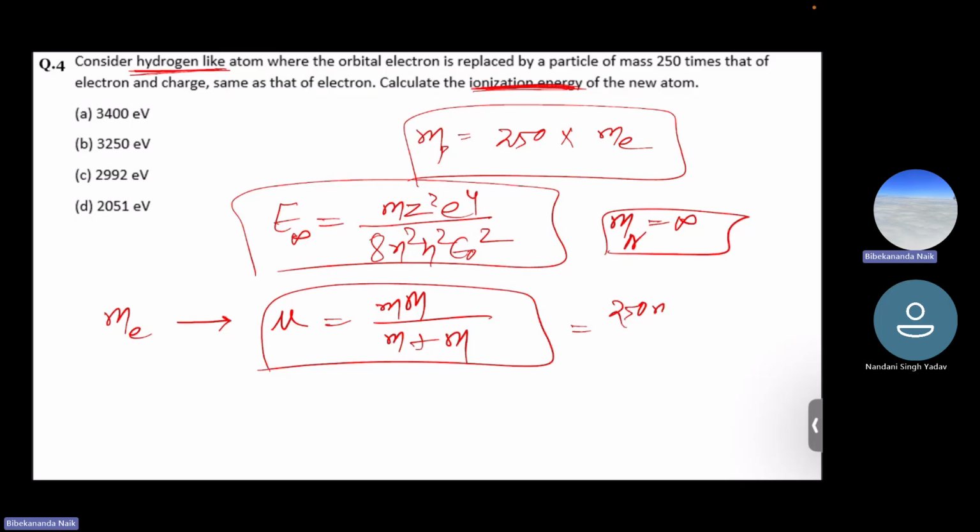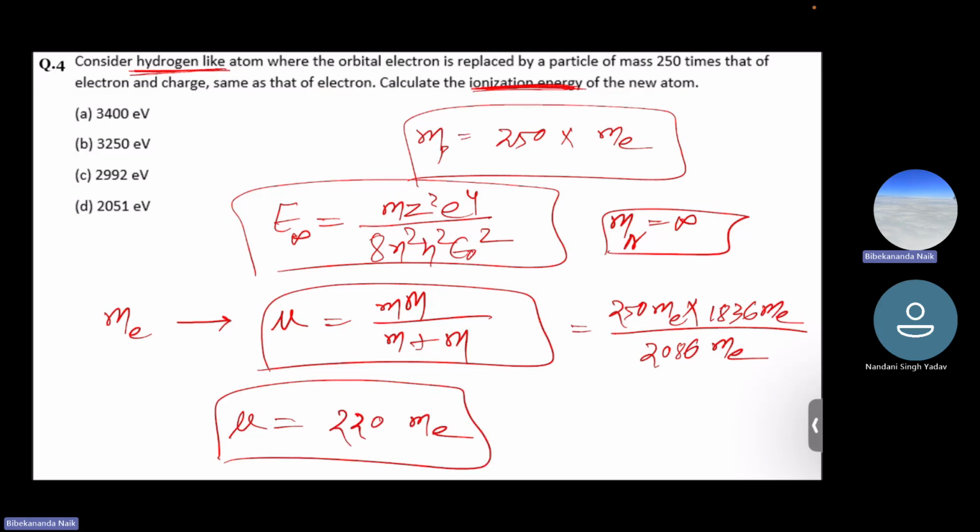So 250 times Me into 1836 times Me, which is the mass of proton, because the nucleus is same, but the electron is replaced by a heavier particle, which is 250 times the mass of the electron. So 250 plus 1836, it is 2086 Me. So if you calculate, mu will be 220 Me. So then what will be the value of energy?